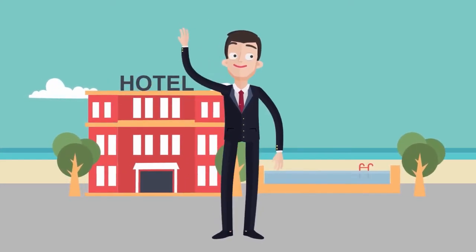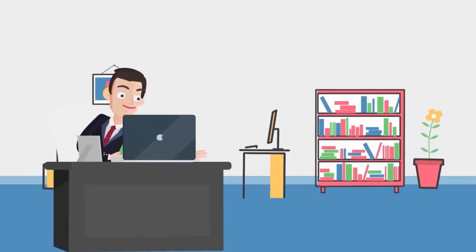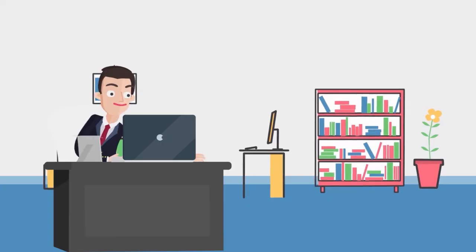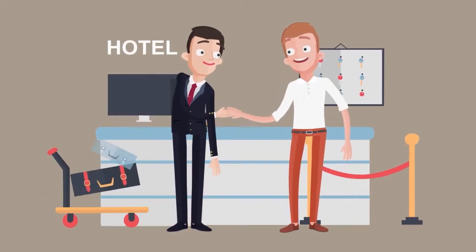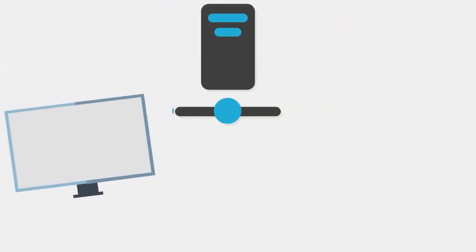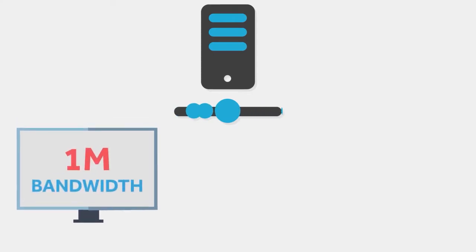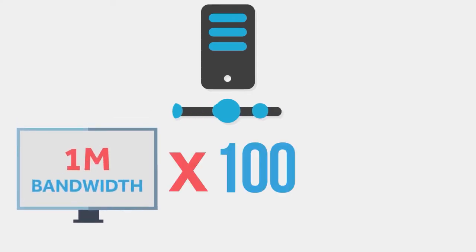Andy is an IT manager of a 100-room hotel. Life used to be easier for Andy. He was always able to keep his guests happy by having enough bandwidth for them. He wanted each guest to have 1 MB in bandwidth. So he could just multiply that by 100 rooms, which is roughly the number of guests.